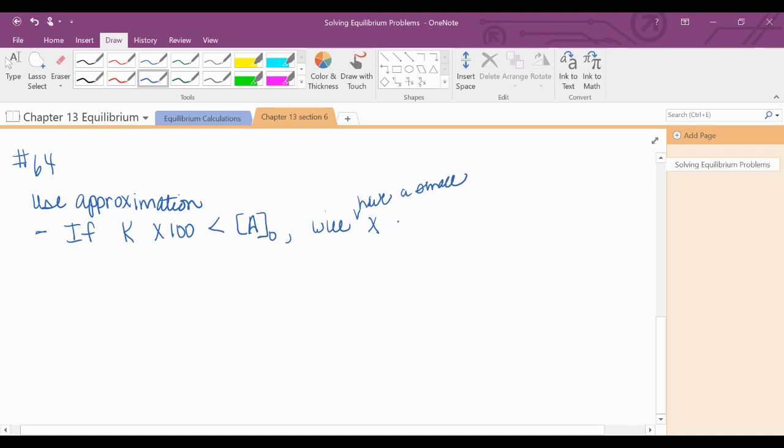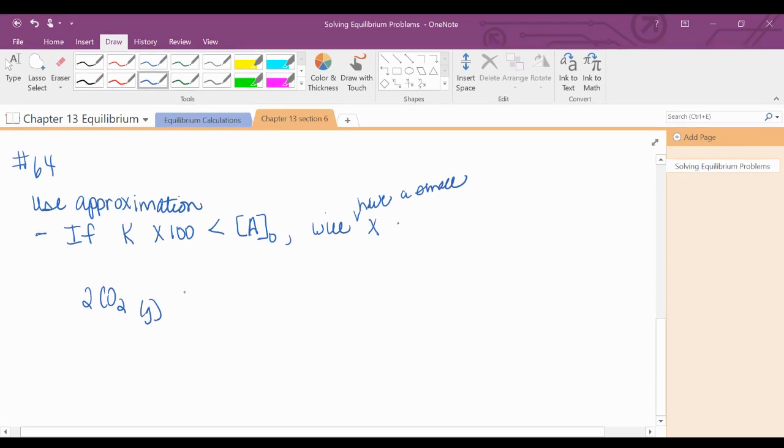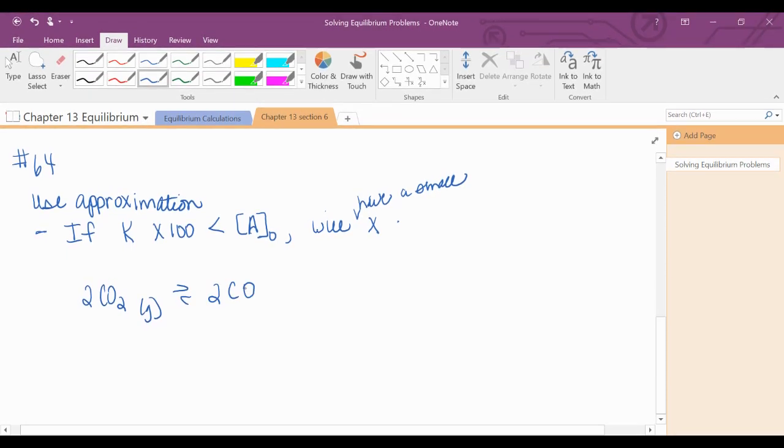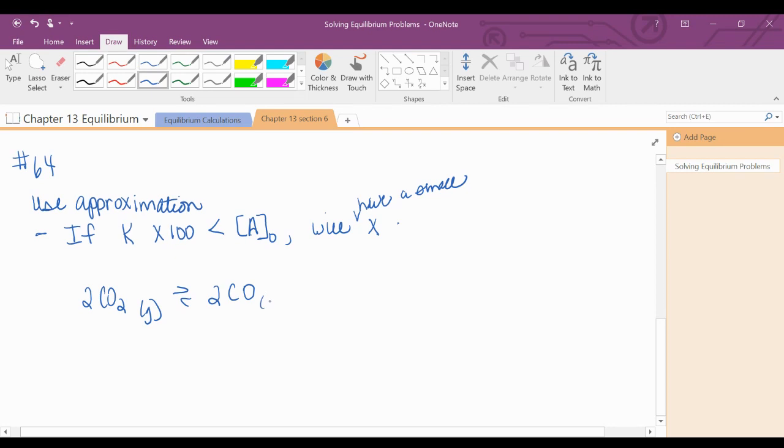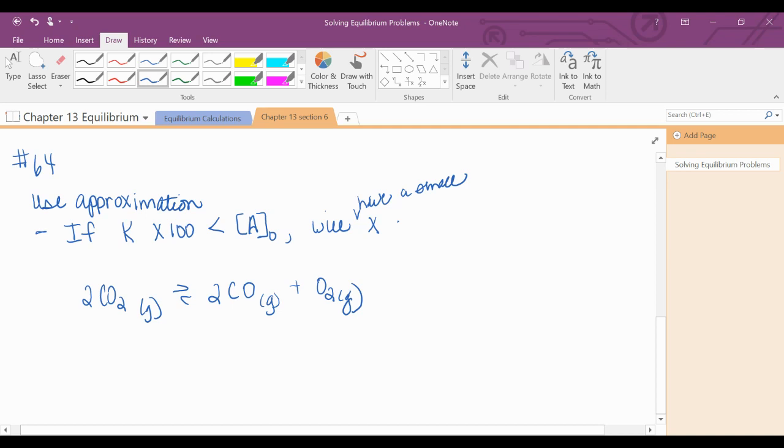Okay, so again, I'm going to set this one up like I did the last one. The first thing we're going to do is write the equation, and we're going to make ourselves an ICE table. It tells me that I have 2 moles of CO2 placed in a 5-liter vessel, and we need to know the equilibrium concentrations of all species.